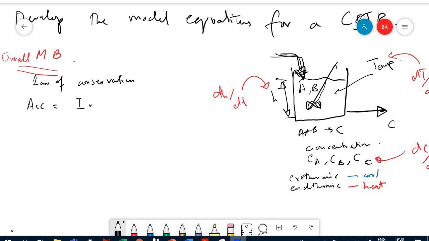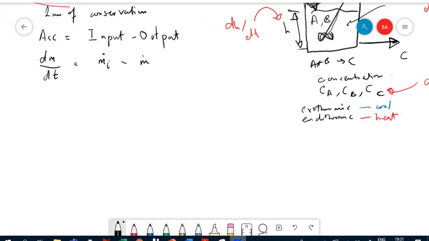Accumulation is equal to input minus output. And in overall mass balance, you do have a generation and consumption term, but they simply cancel each other because what had been generated is also consumed for the overall mass balance equation. So we are not going to consider those terms. So we're just going to say accumulation is equal to input minus output. The others are going to be cancelled out. So let's continue. So how does mass change with time? The accumulation term is equal to input, which is the input flow rate, minus the output flow rate.